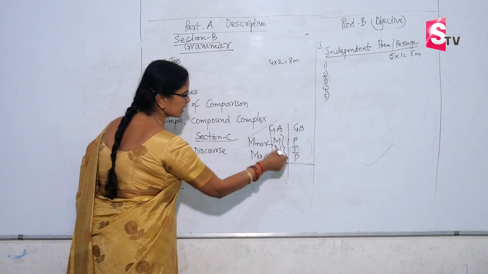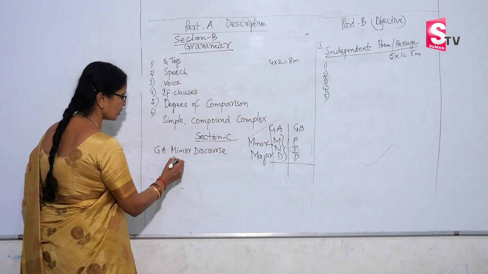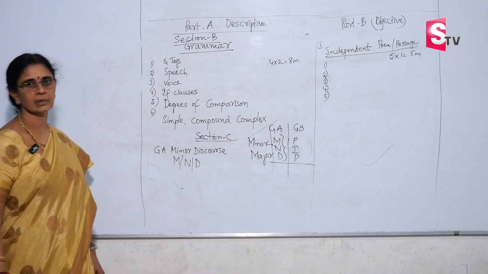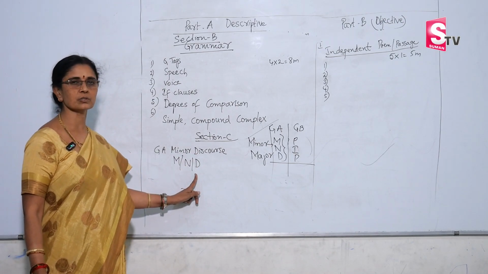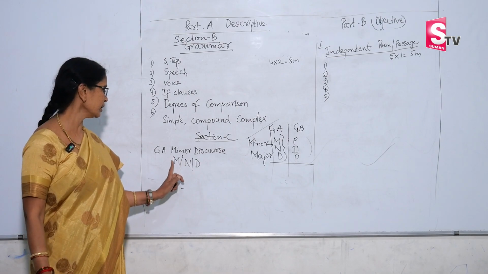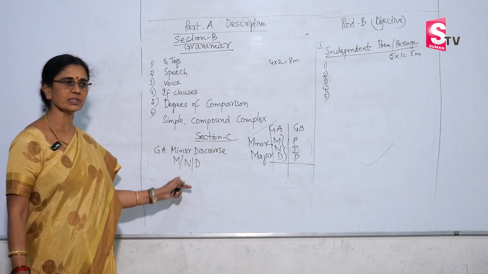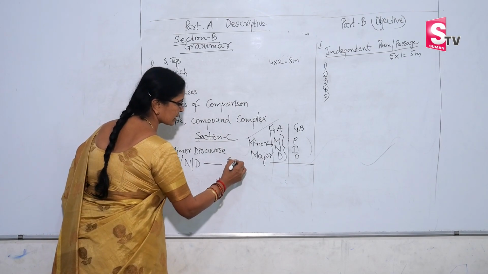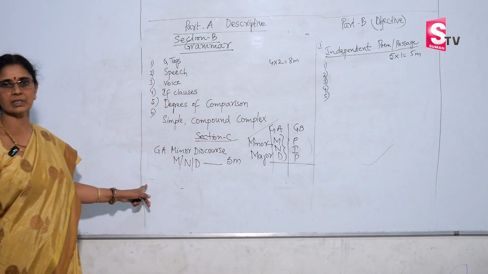So out of these 3, message, notice or diary entry, you may get one. No choice here, children. There is no choice here, remember that. Out of these 3, they are going to give only one, and you need to attempt that. That is for 5 marks. I hope this is very clear.